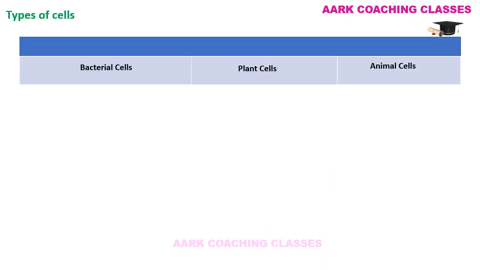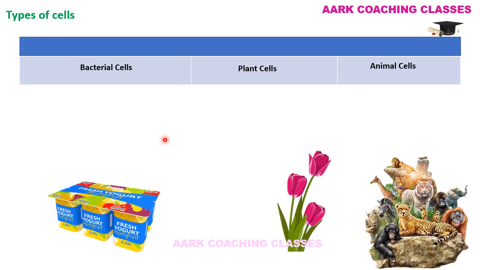Now, types of cells. In nature, there are three major types of cells: bacterial cells, plant cells, and animal cells. As we know, bacteria are omnipresent. You can find them everywhere, right? One of the most important examples of substances from where you can get bacteria is fresh yogurt. You get good bacteria from yogurt, lactobacilli. Class 8, microorganisms, friend and foe.